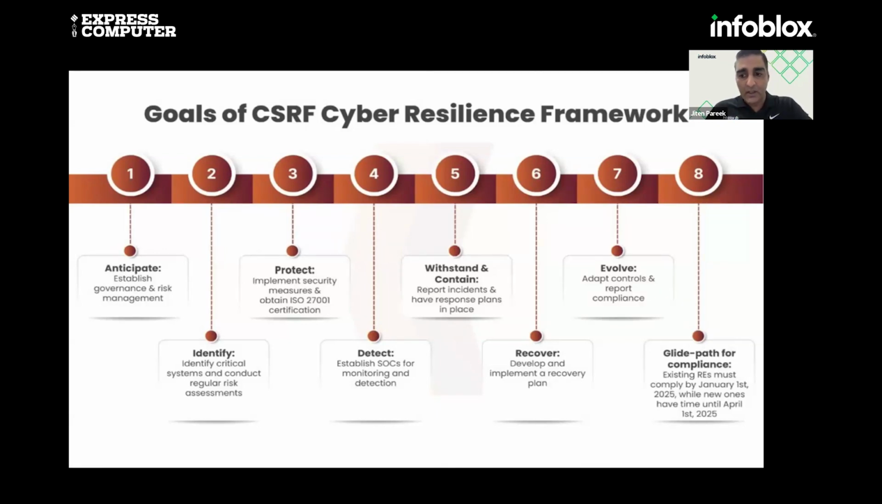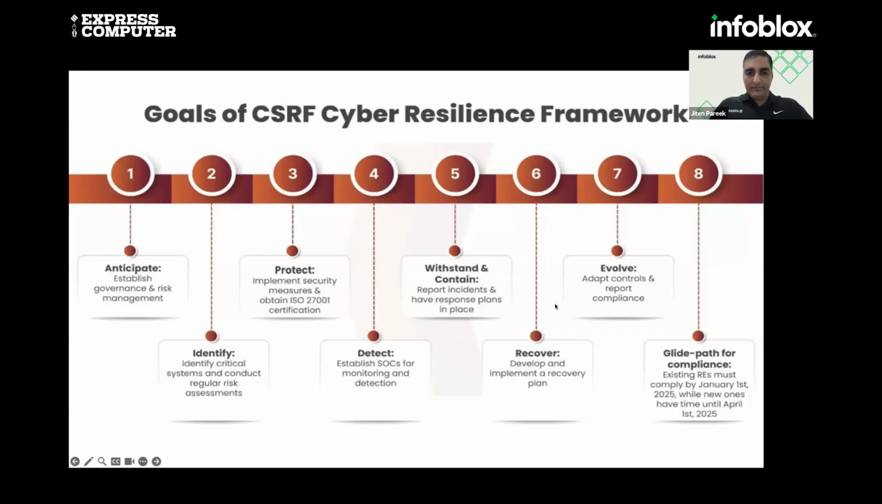This cybersecurity framework was first introduced in 2015. The earlier framework had to be adopted and implemented by 1st of January 2025, and this new guidelines and framework should have been deployed and implemented by the regulated entities by 1st of April 2025.